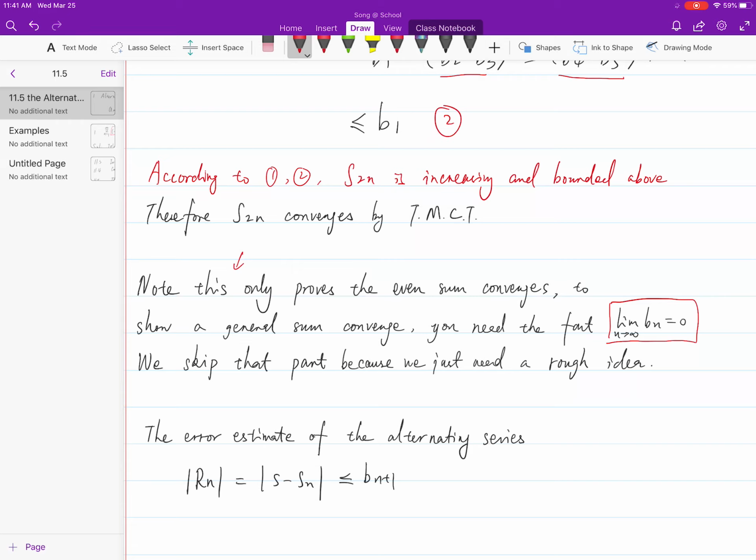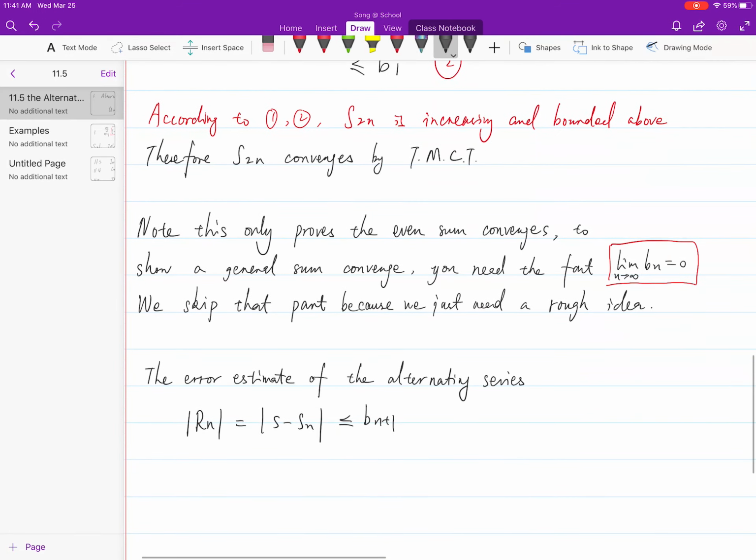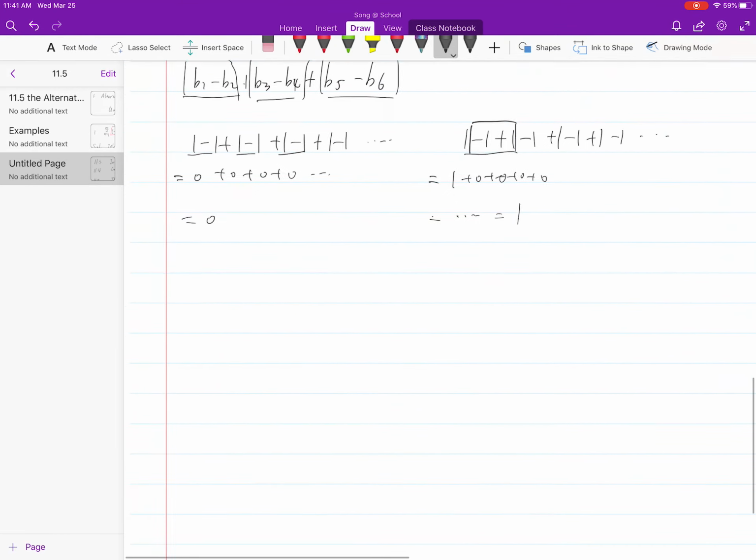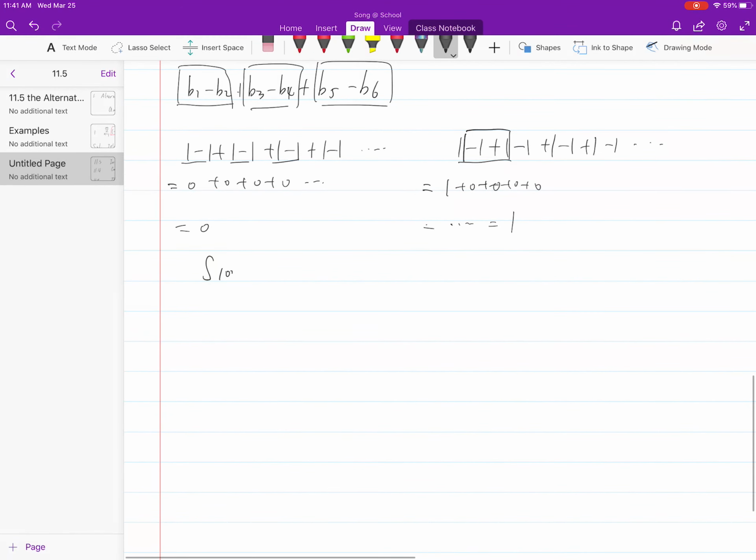Okay, we skip that part because we just need a rough idea. It's really not clean to show with all the mathematical language so far because nobody has taken a proof class. But just to give you an idea, it's actually not too hard to think about. Let's say you take the even sum, S a million.